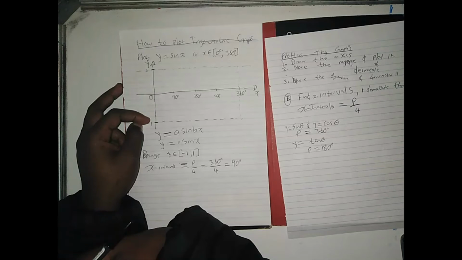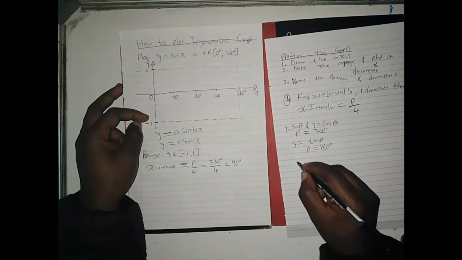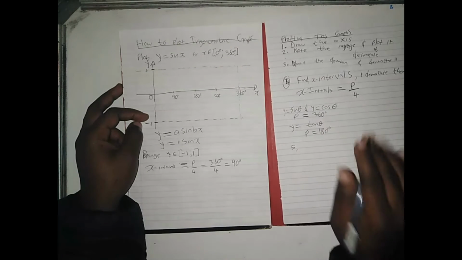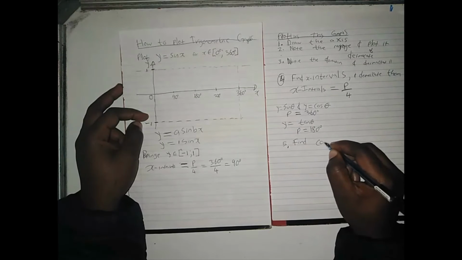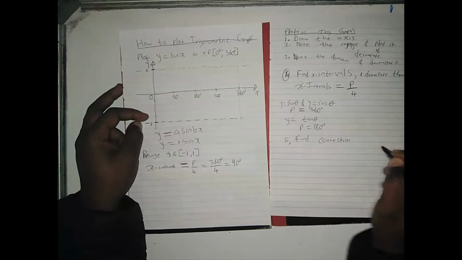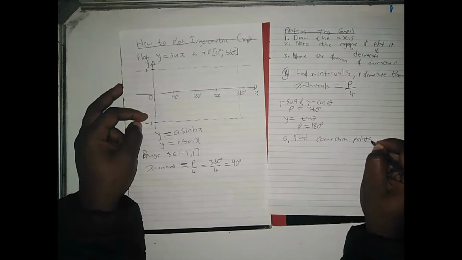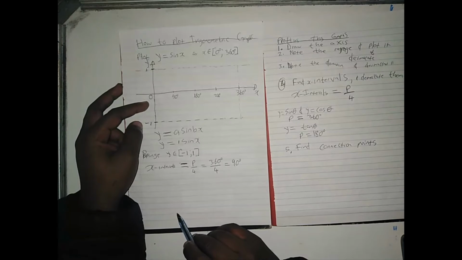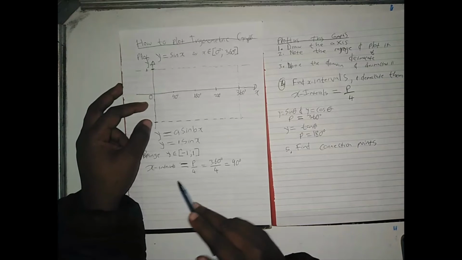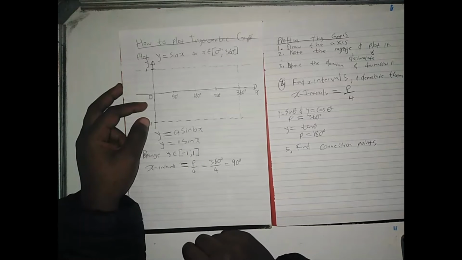All right. Now, number 5. What do you do in step number 5? You then find connecting points. So how do you find connecting points? You take the intervals as they are, and then you plug them into the equation, which is y is equal to sine x. And then you will get the value of y associated with it, and then you will put it on a graph. Okay, now let's do it together so that you can see how we go about doing this.